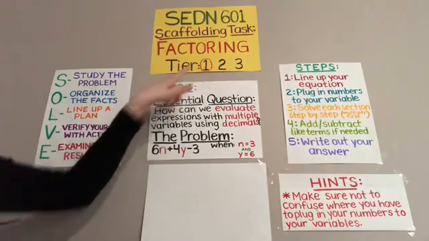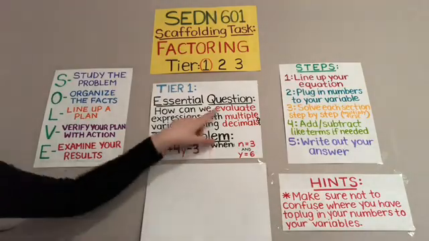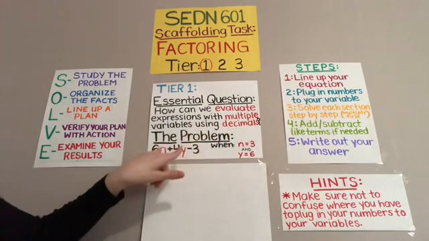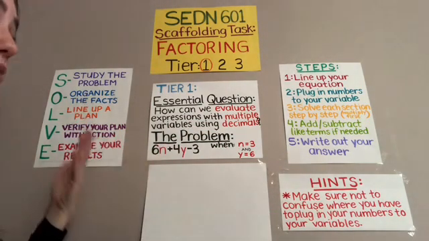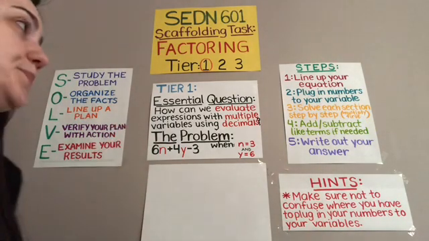So tier 1, essential question. How can we evaluate expressions with multiple variables using decimals? The problem, 6n plus 4y minus 3, when n equals 3 and y equals 6. Notice how I put the important words and also the variables in red. Now this is so it could stick out to the student and they can understand that this is important information.